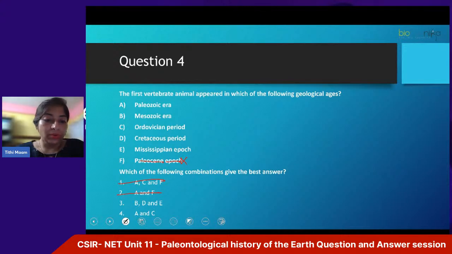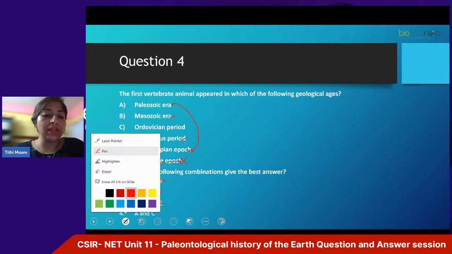Next, if you see option C, option 3, it is saying B, D, and E. B is Mesozoic era, D is Cretaceous period, and E is Mississippian epoch. Now, you will remember that this combination itself is wrong. Why? Because the Cretaceous period is part of the Mesozoic era, but the Mississippian epoch is part of the Paleozoic era. So these three cannot come together. So option 3 is also wrong.